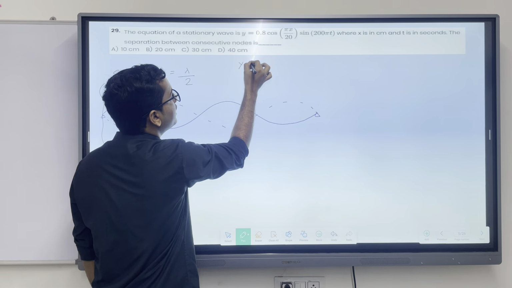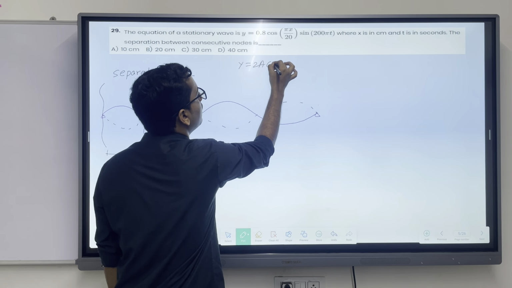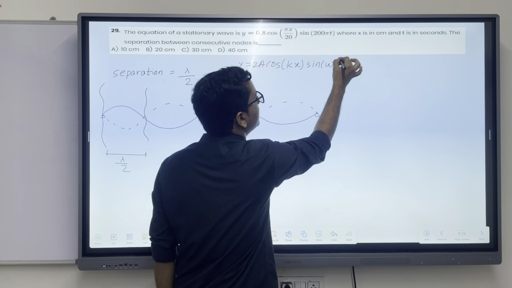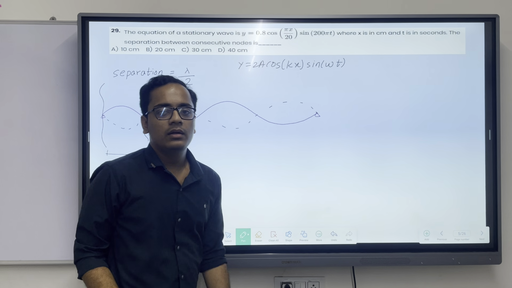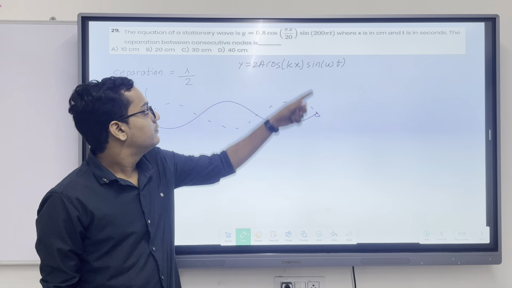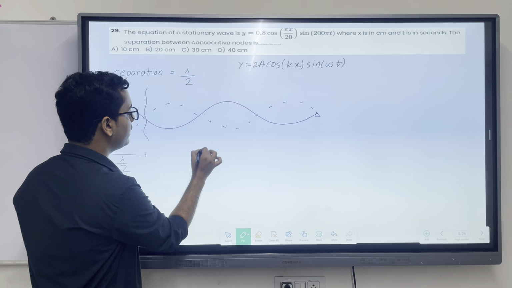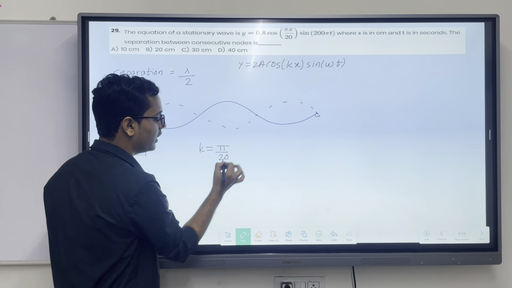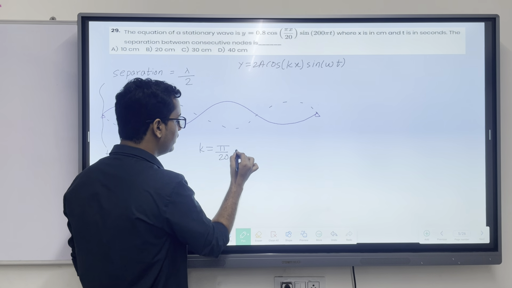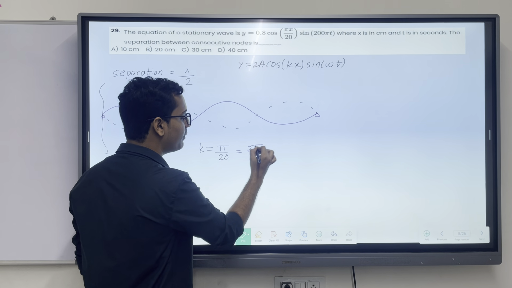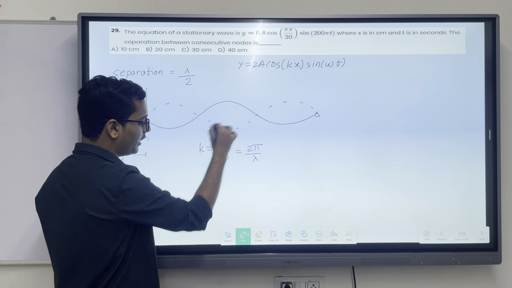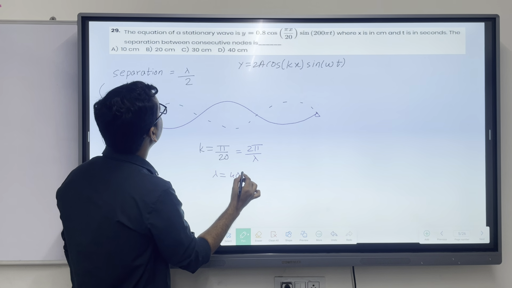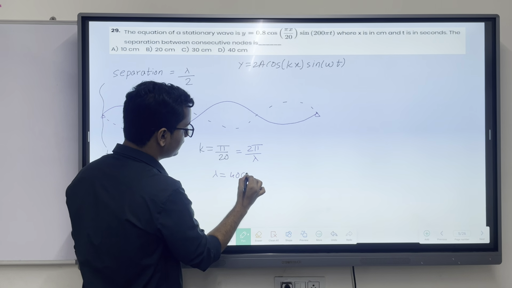Compare this with y is equal to 2a cos kx sine omega t. This is a typical standing wave equation. Compare this. You will get k is equal to 5 by 20. What is 5 by 20? I can say k is also equal to 2 pi by lambda. From here, I will get lambda equal to 40 centimeters.